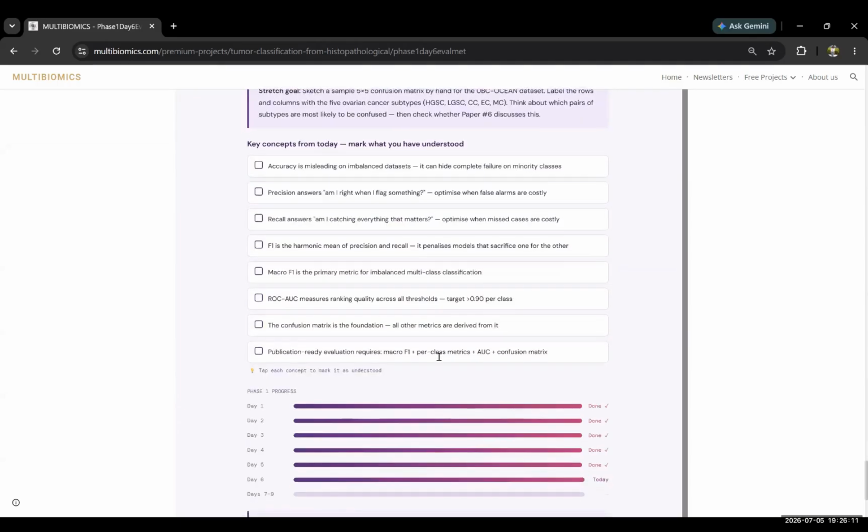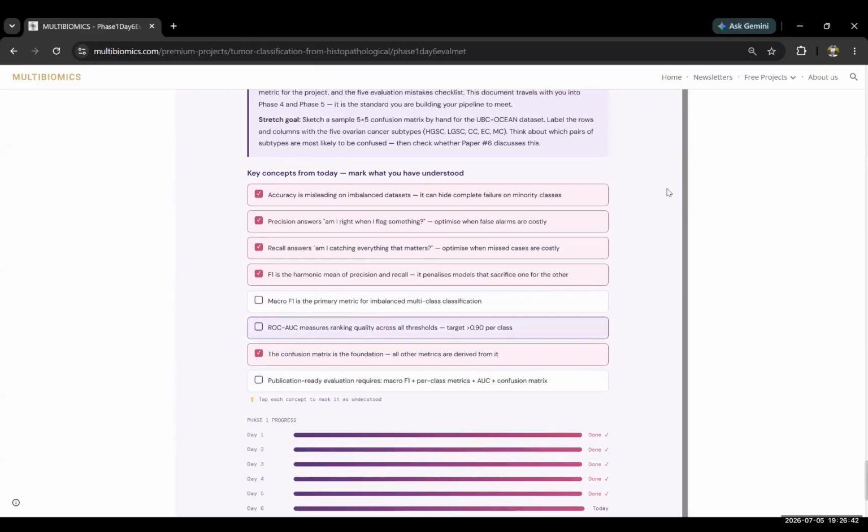Now here, you should also do one more thing: you have to tick whatever concepts you have learned. If there is any concept that you don't understand, just don't tick it. Suppose you have understood accuracy, precision, recall, but you have not understood F1 or ROC-AUC, leave it. Whatever you have not understood, just click on this, take a screenshot, and keep that with you.